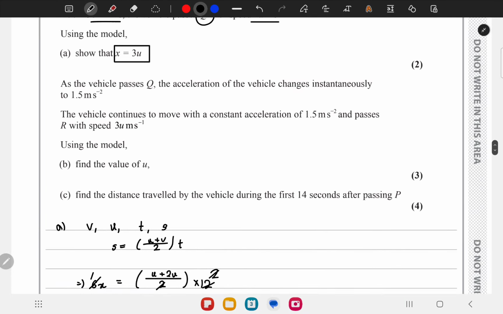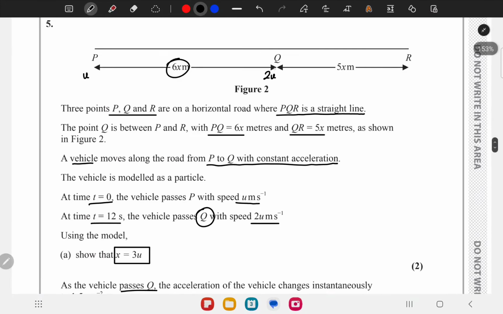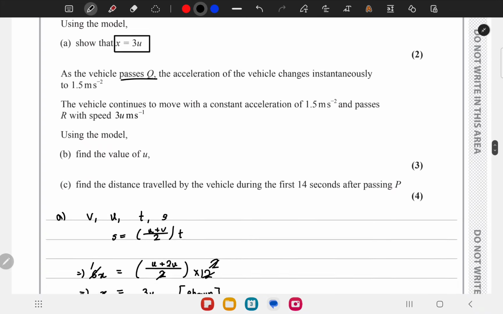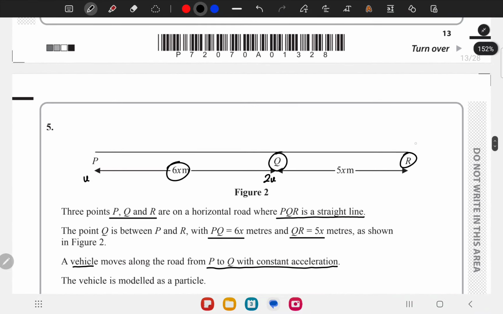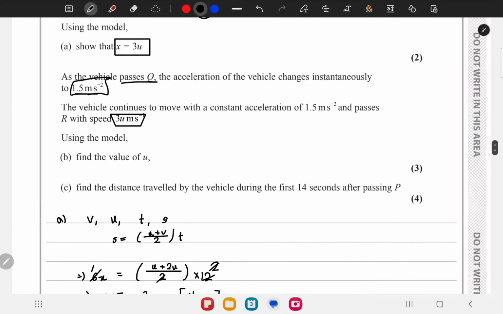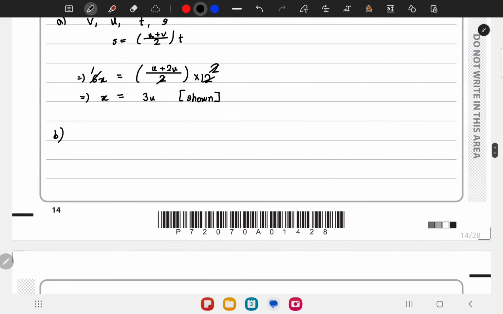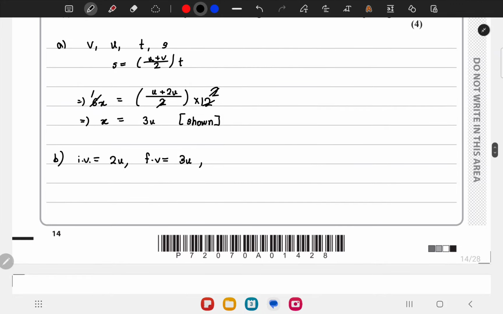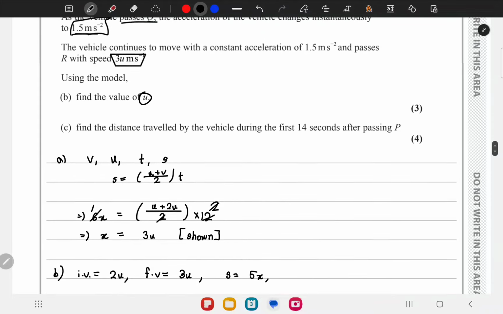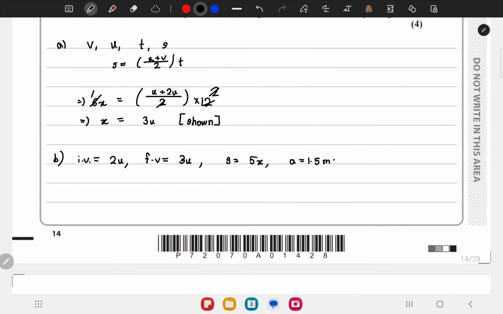Now on part B, we are told that after the vehicle passes Q, so this point over here, it moves the next 5x meters with an acceleration of 1.5 meters per second squared and passes the last point R with a speed of 3u. From that we have to find the value of u. So in this case the initial velocity is 2u, the final velocity is 3u, the displacement s is 5x, and we have the acceleration which is 1.5 meters per second squared.